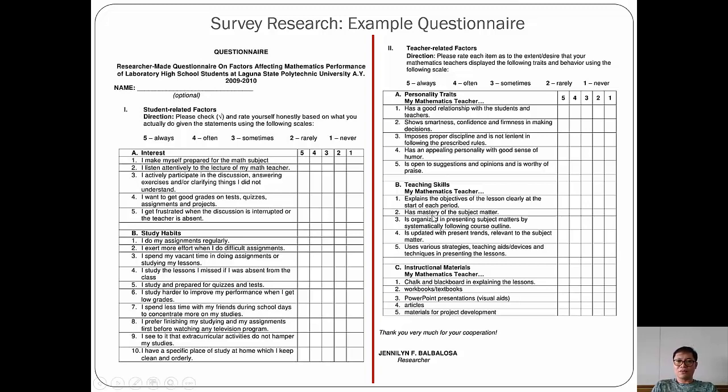Second, teacher skills of the mathematics teacher, instructional, and so on. Then thank you very much for your cooperation. Then you put your researcher's name. Then this is your survey questionnaire. You got all of this?